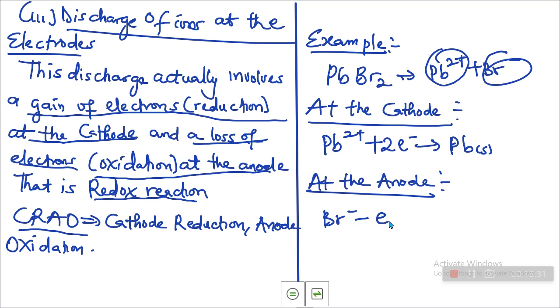Just minus e minus. I hope you understand. Minus because it loses an electron, because oxidation normally happens at the anode. So normally it happens at the anode. So Br minus minus e minus gives Br.